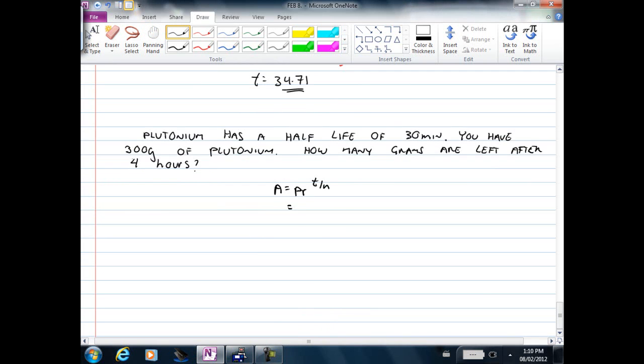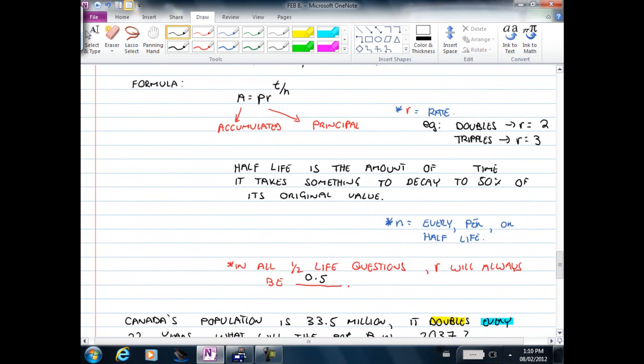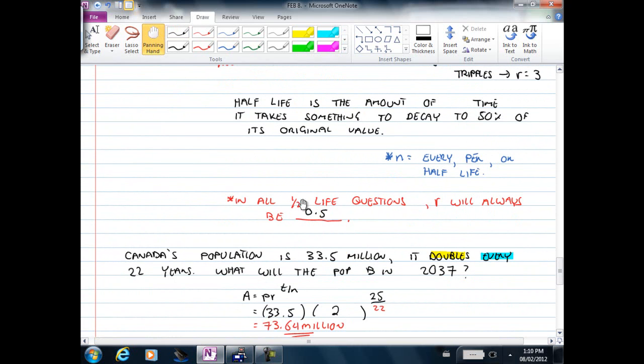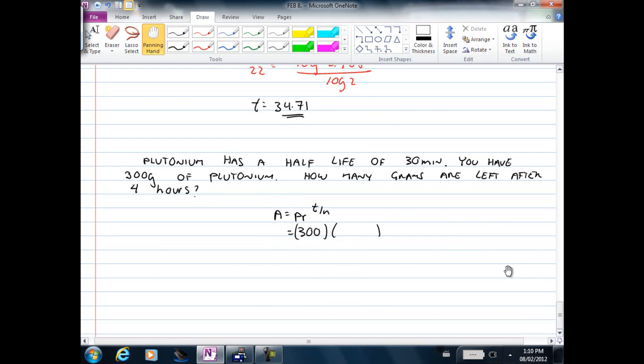My initial is 300. That's my initial. My R value. Kavir, what's R? No. Let's go back to my notes right here. 0.5, yes. In all half-life questions, R will be 0.5. The moment you see a half-life, just put in 0.5 right off the bat. T is 4. Now, what the heck is N? 0.5. Because N, some of you will want to put 30, but really N is 0.5.